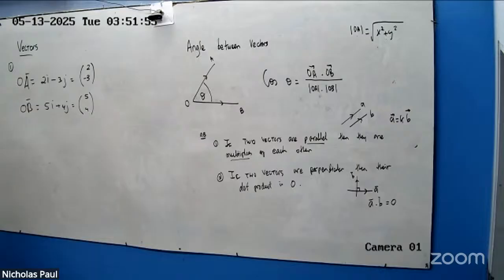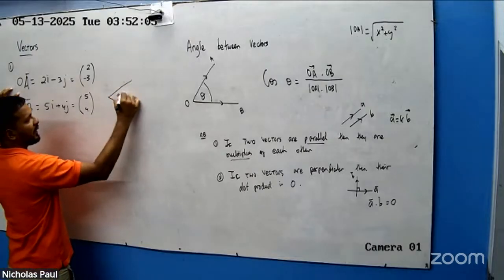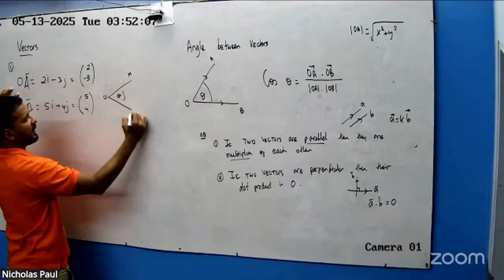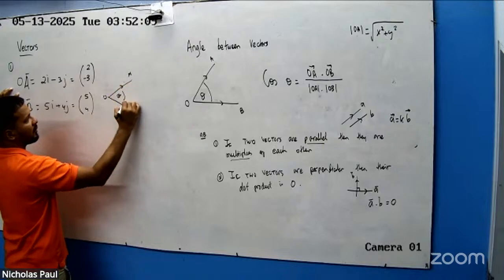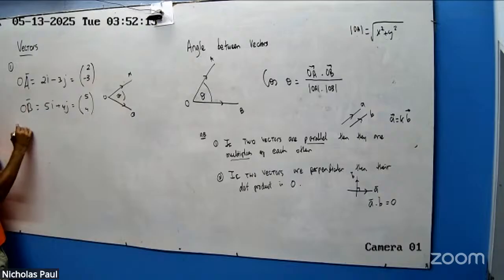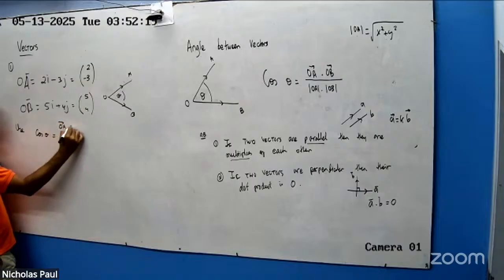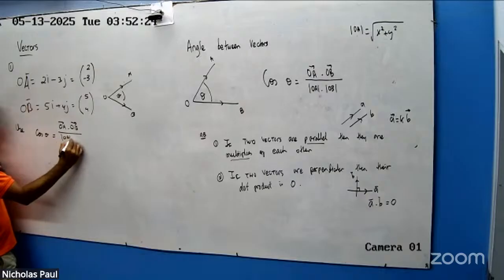Copy down that and then write down that example, and we're going to start it. We're going to try to find the angle between these two vectors. Same thing. Here's O, here's A, and here's B. So we're going to try to find it. What's the formula again? Cos theta is equal to OA multiplied by OB all over their magnitudes.